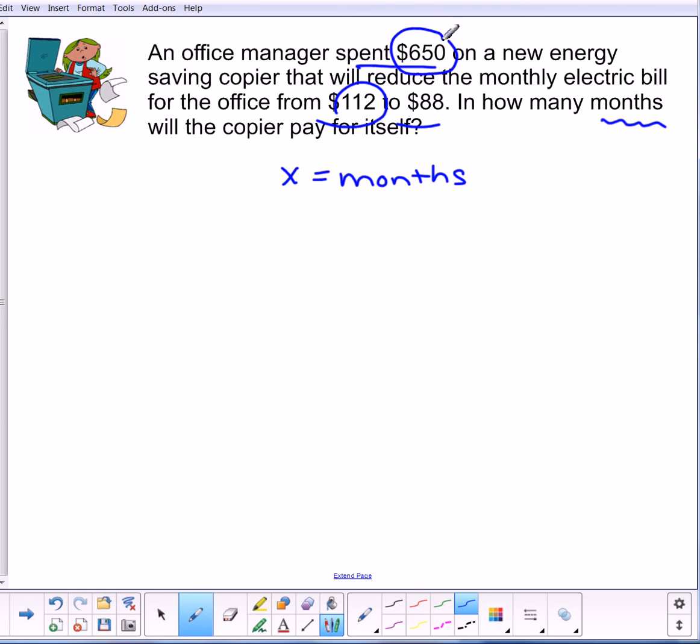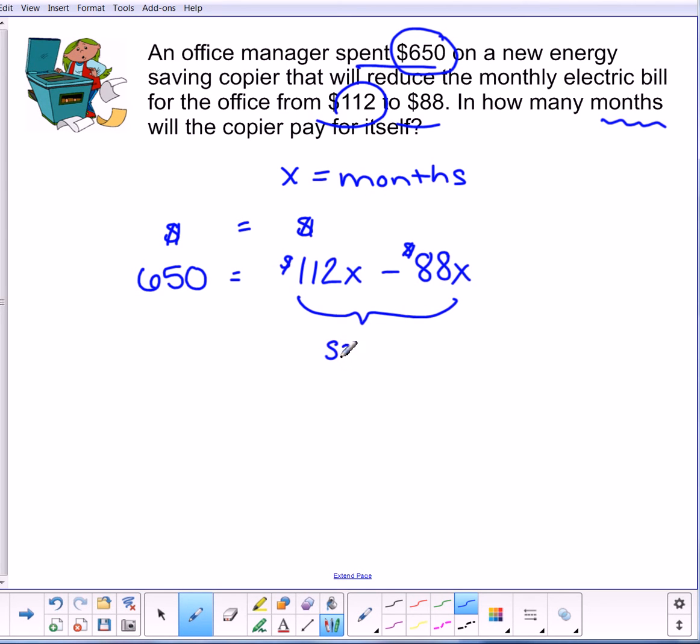Okay, again, I always encourage you to look for totals, so we know 650 is our total. So, this is a dollar amount, which means dollars equals dollars, and we have to add parts up. Well, what do you know? They were paying $112 a month, but it's going to go down to $88 a month. So, 112x minus 88x tells me how much money I am saving a month. Every month I save the difference between these two, and when I pay for itself, I have to save that much money. So, this equation will let me solve.